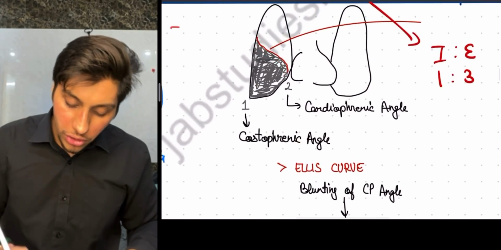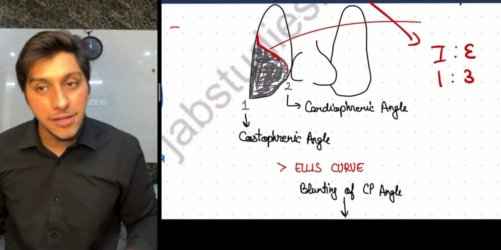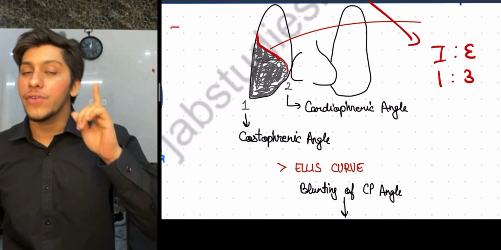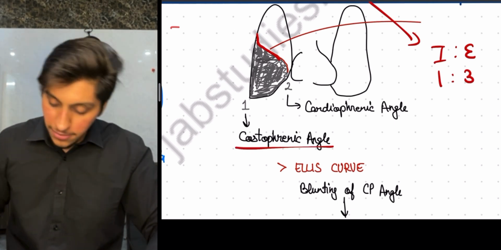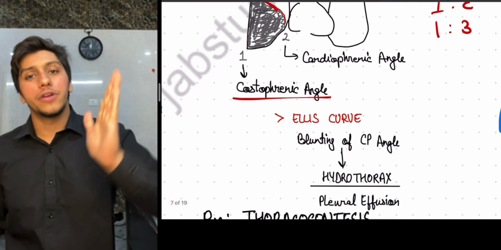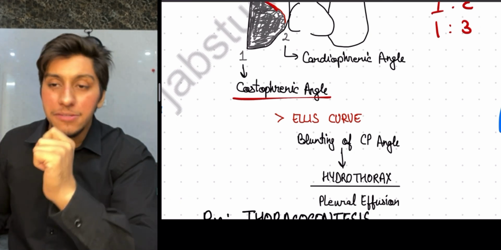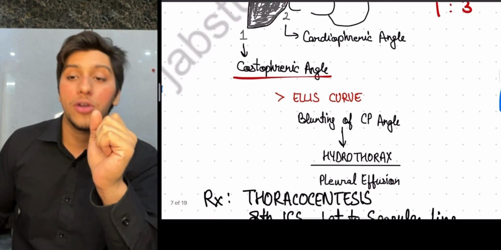If you see, you are going to have this curve. This curve is known as your Ellis curve, guys. What is the first sign in a case of pleural effusion? That is blunting of the costophrenic angle. All right. So remember Ellis curve, which is there, it is more towards the lateral side. And what is the management, guys? The management is known as thoracocentesis.